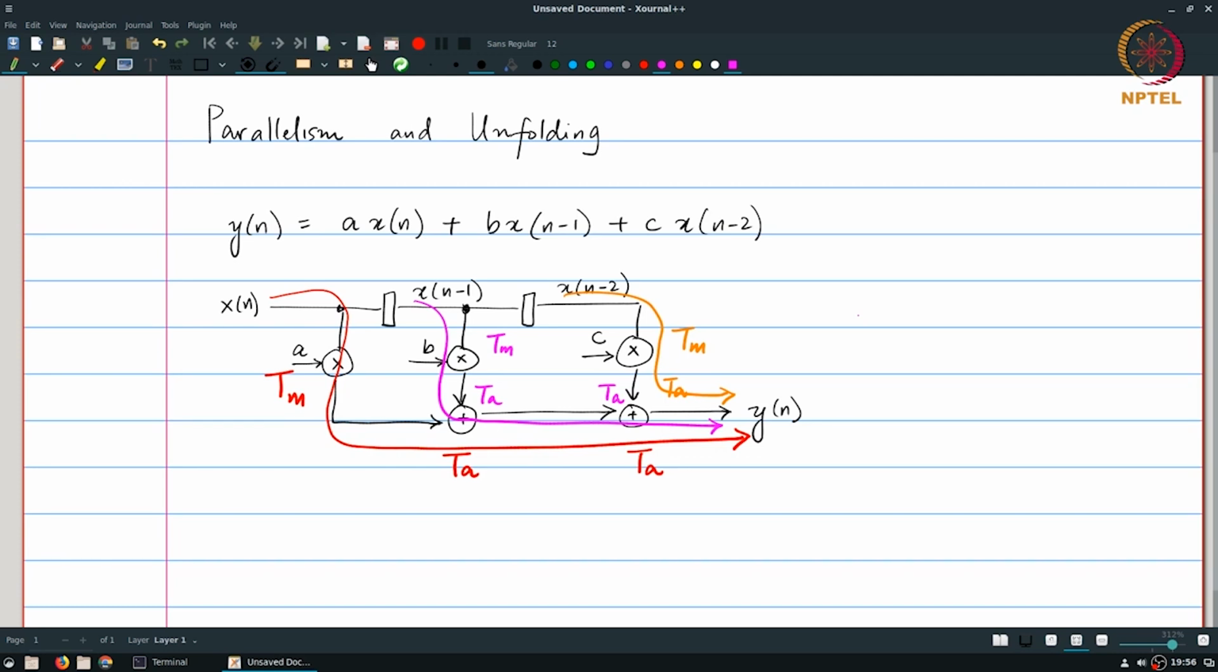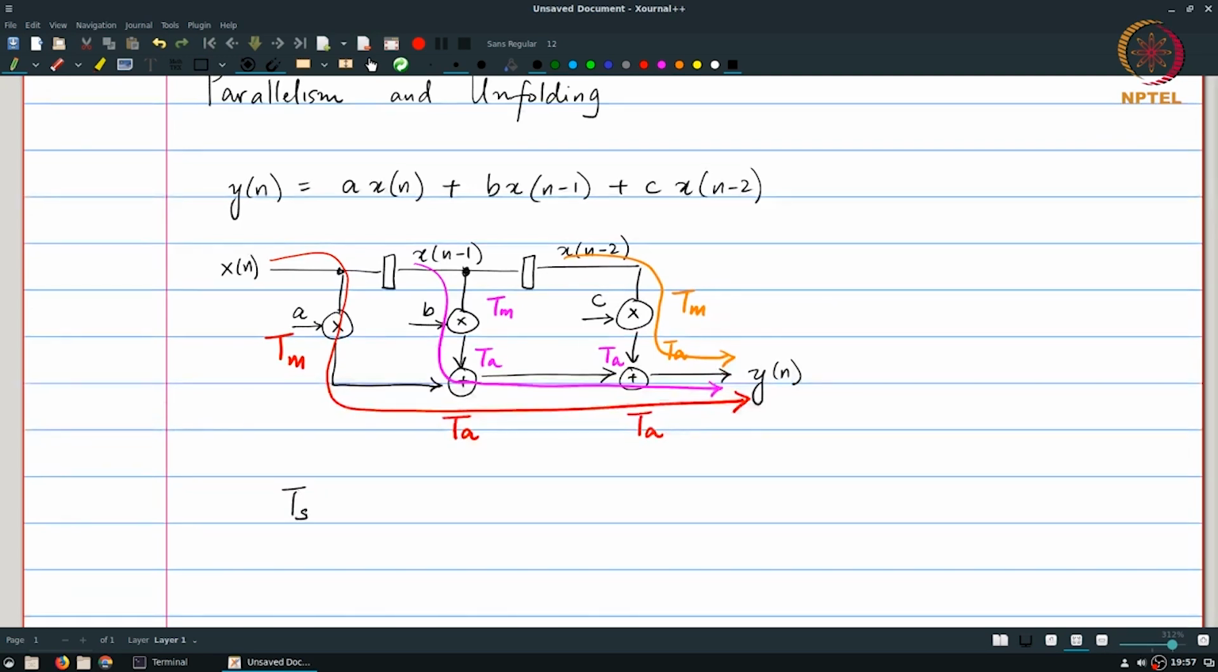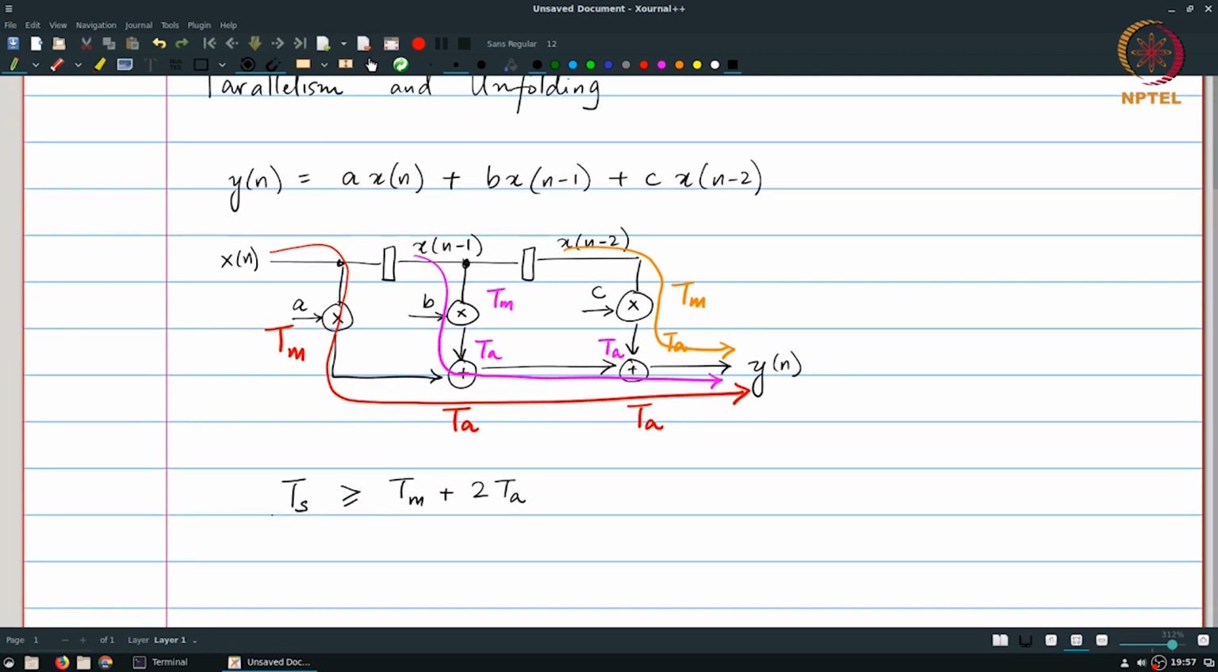So the critical path determines the minimum clock period that can be used on this system, and as such that would determine the sampling rate that can be applied to this FIR filter, which means that if my sampling period Ts is greater than or equal to Tm plus 2 times Ta, the maximum sampling frequency permitted for this architecture is going to be determined by 1 over Ts.